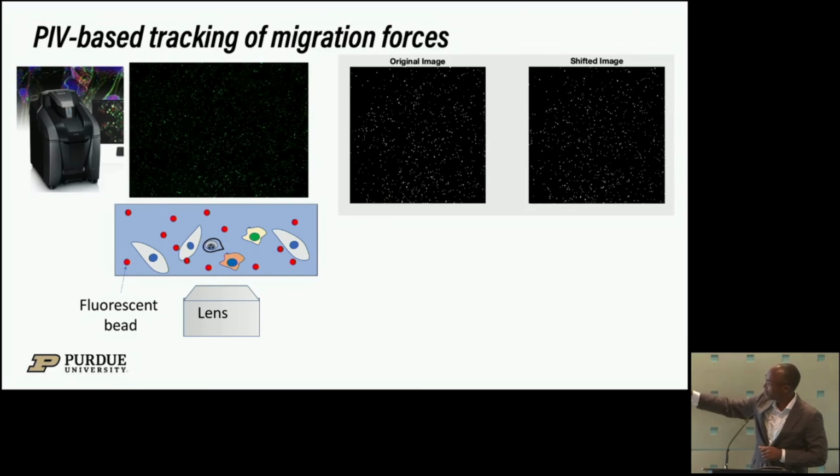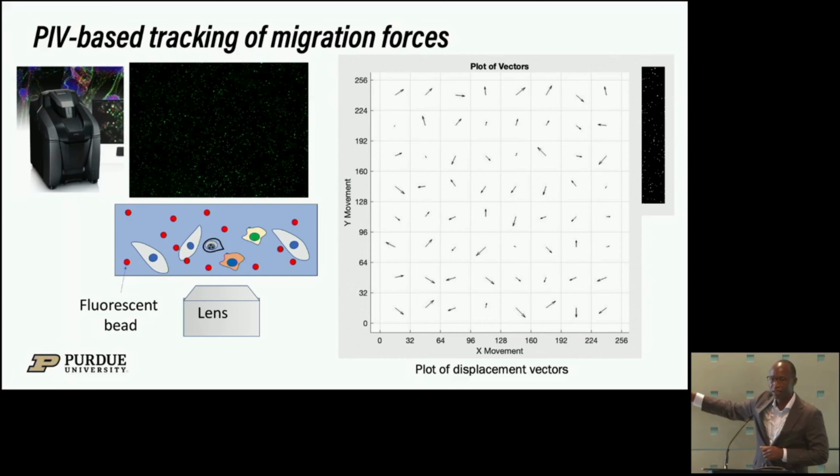So we are having the bead assay here. As you can see, we have the fluorescent beads. We can track them using the PIV to generate vectors, and from the vectors, we can now tabulate the forces that they generate during the migration process itself.